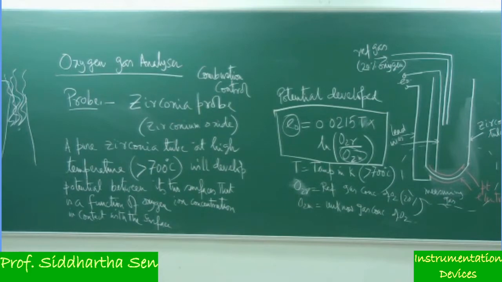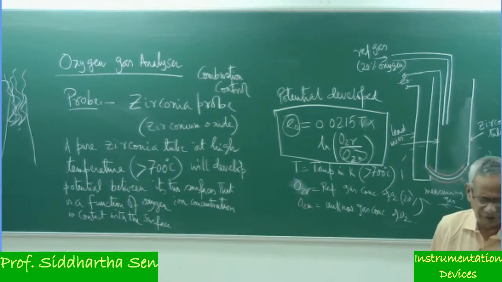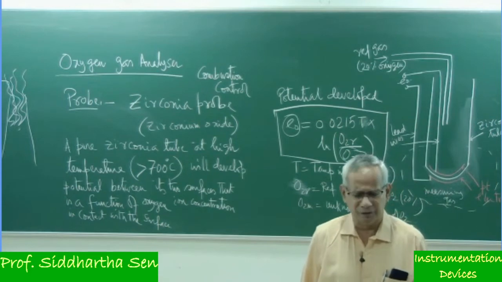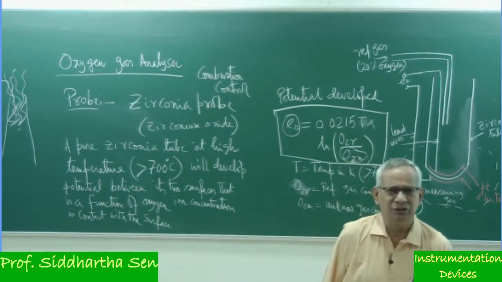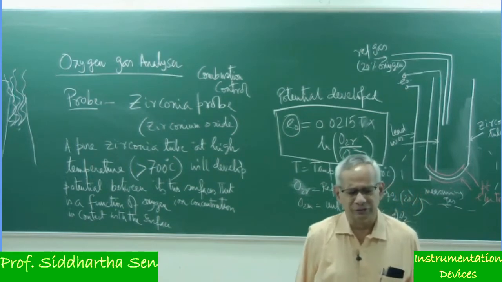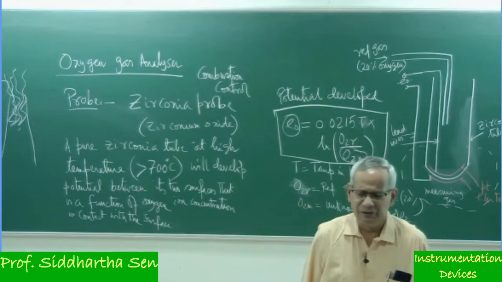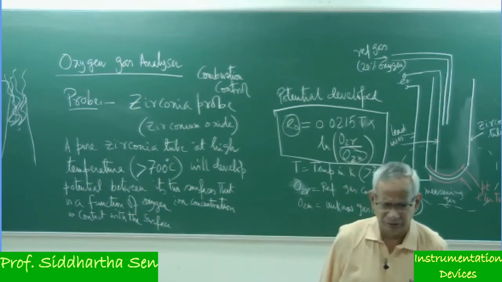So wherever you need to establish a combustion control unit, or monitor the combustion, whether there is an unburned carbon particle or not, whether the combustion is proper, because nowadays there are stricter pollution control mechanisms, the oxygen gas sensor is one of the very useful instruments for this.